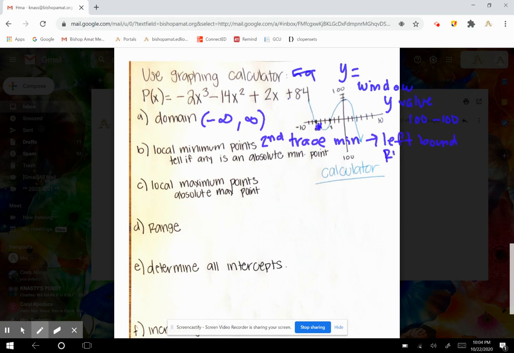Then right bound. We've done this before. So you're going to move your little blinking guy over to the right bound. Then it says guess. Yes, you want it to guess. And it's going to give you the answer of negative 4.74, comma, negative 27.03.